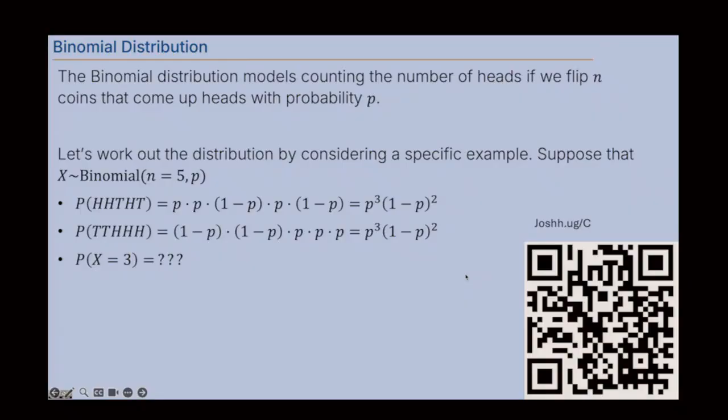How about the probability that x equals 3? What's that going to be? Okay. And I have here a thing for you to work out. And this is just a repeat of the counting lecture, but I think it's good practice.